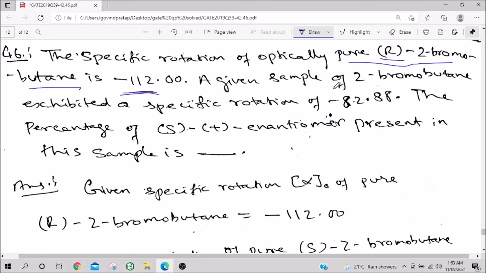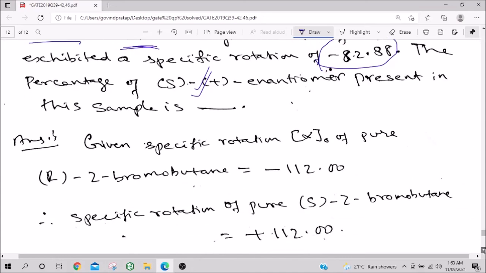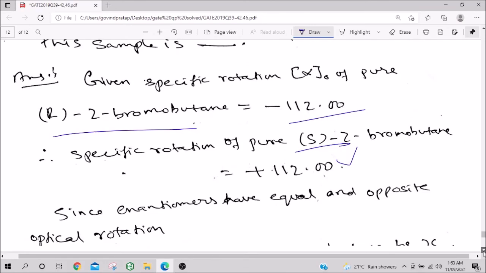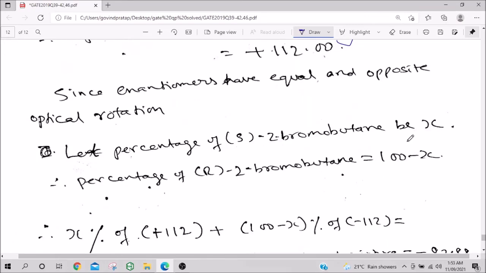It says you are having a sample which has a mixture of both R and S, and the rotation is minus 82.88. So what is the percentage of the S enantiomer? Okay, so it's a very simple question. So R-2-bromobutane value is minus 112. If you are having S, it will be plus 112. Now both are present. So imagine S is present as X, because they asked for S, that's why I put it as X. You can put R also as X, it does not matter. So they have asked what is the percentage of S, so I have put S as X. So R will be 100 minus X, because percentage is out of 100. Out of 100, if S is X, R has to be 100 minus X.